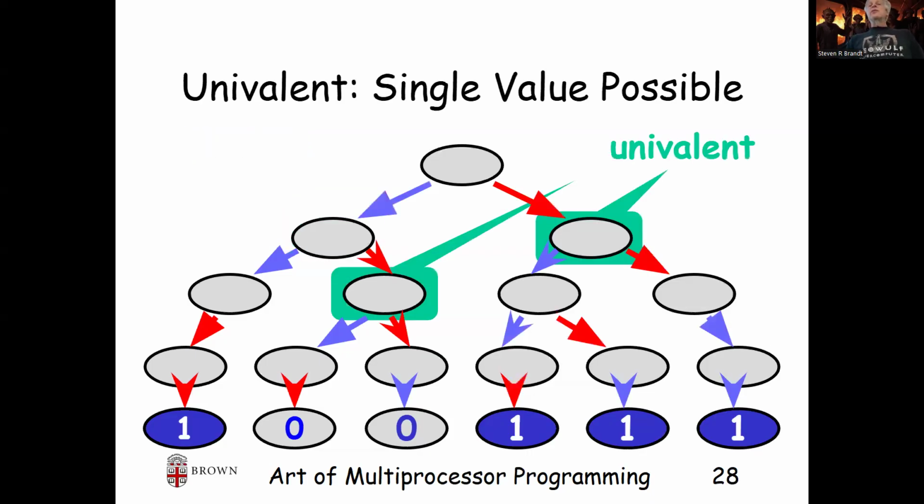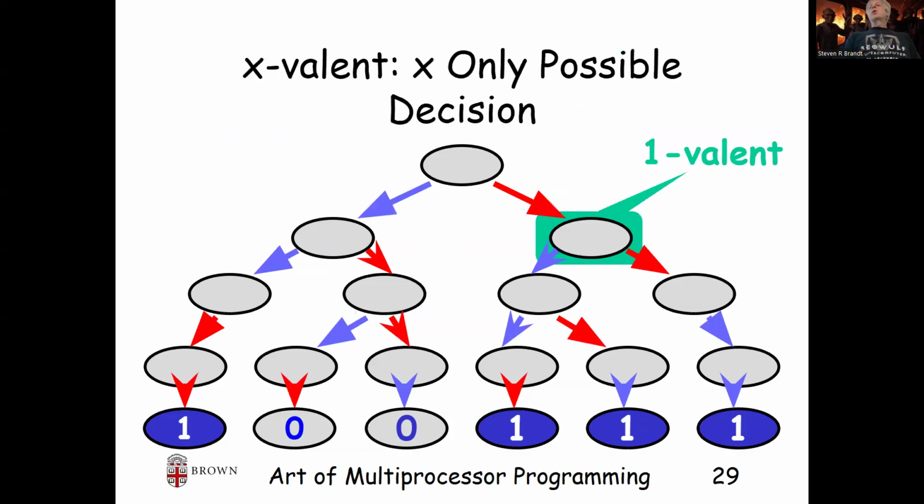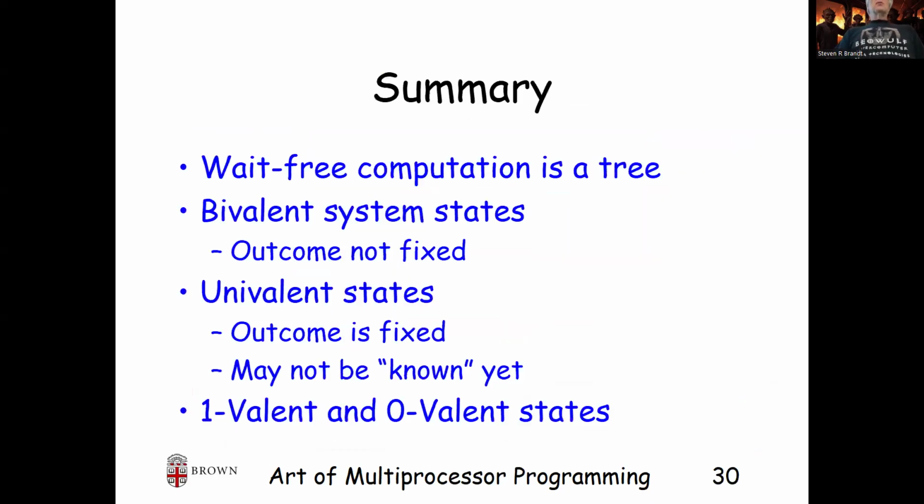And we call it univalent if the number's already decided, but maybe we're just figuring out that it's decided, right? So we've got bivalent and univalent. There's one valent that goes to the ones. Okay. So the wait-free computation is a tree, right? Because it's a finite number of instructions.